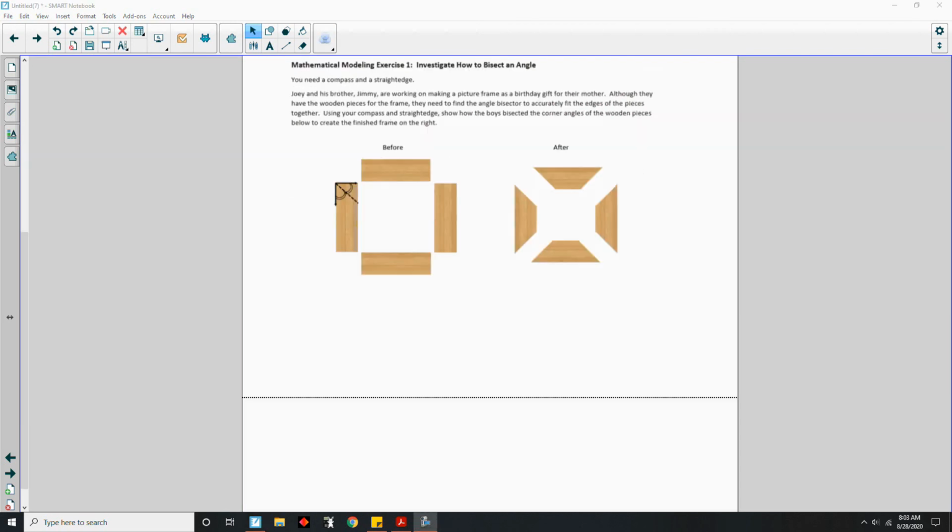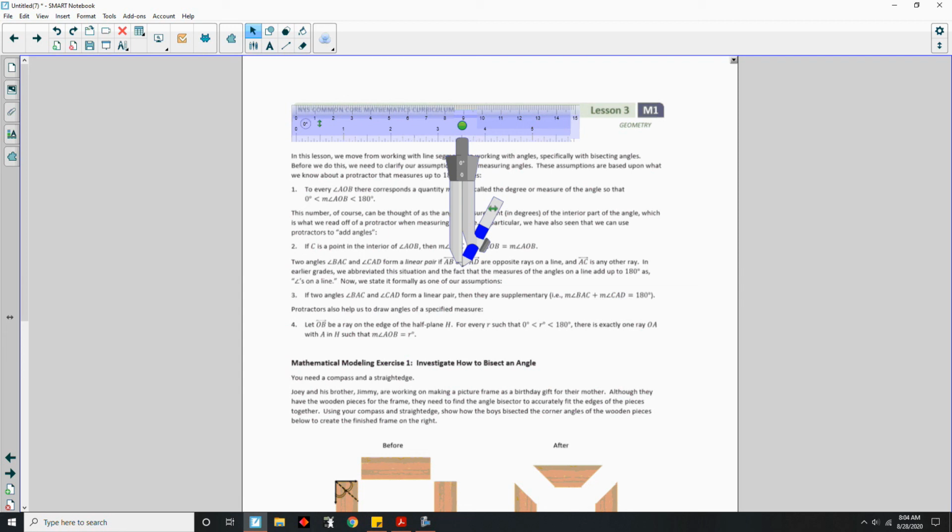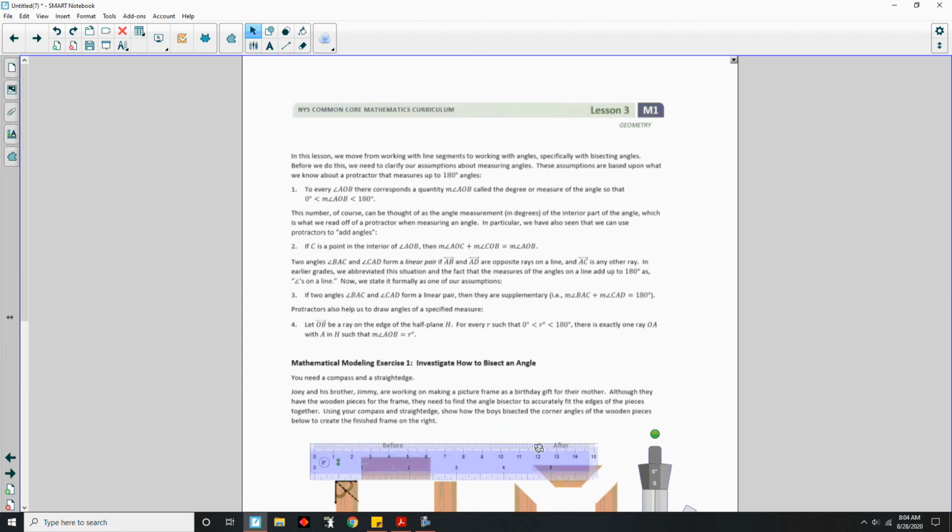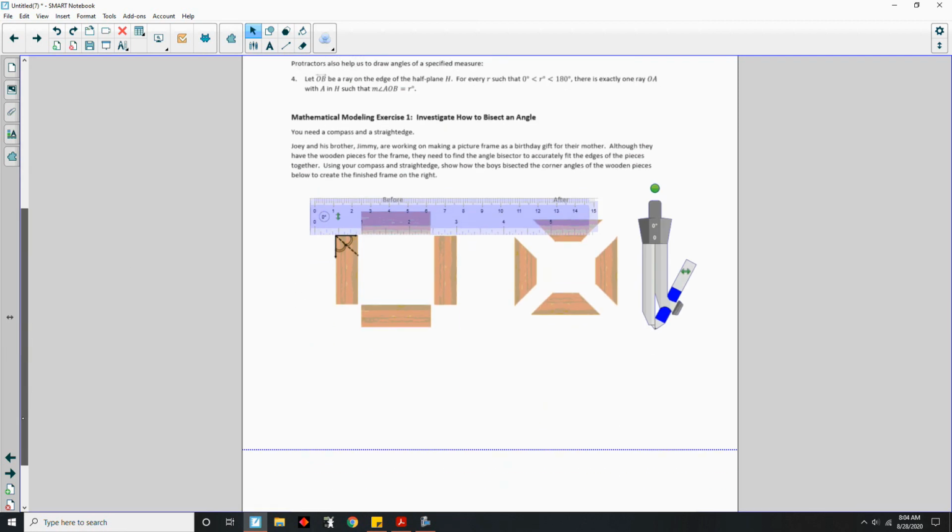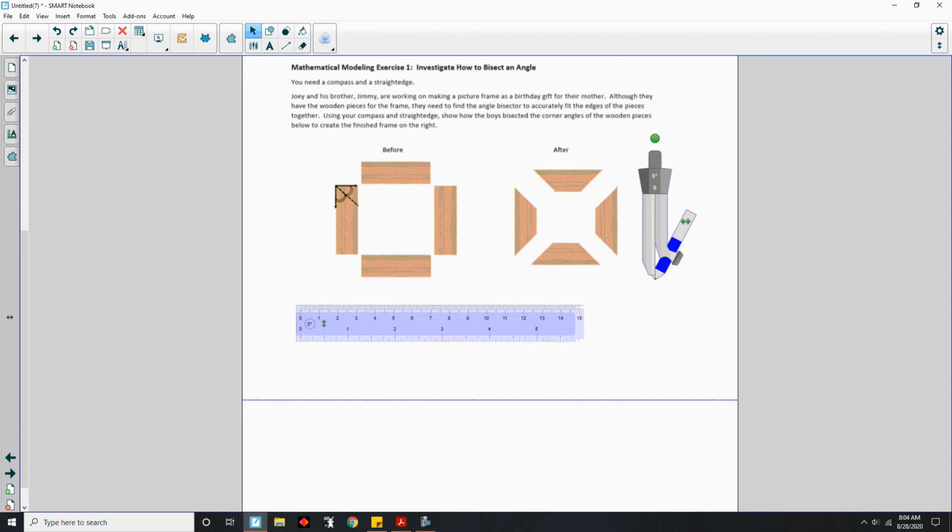Okay, now mathematical modeling exercise 1. It says, investigate how to bisect an angle. You need a compass and a straight edge. Okay, there's my straight edge, and there's my compass, and they're way up at the top here. So I bring these down, and bring that back up. Okay, so there's my compass, there's my straight edge.